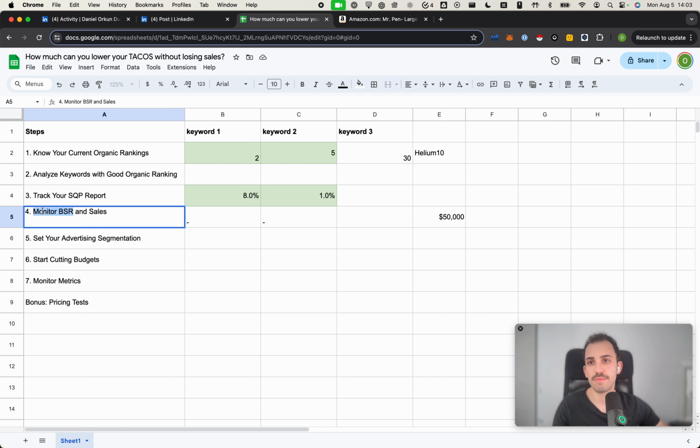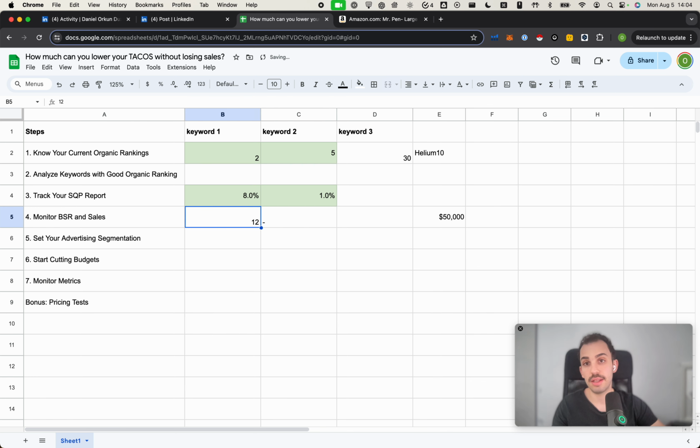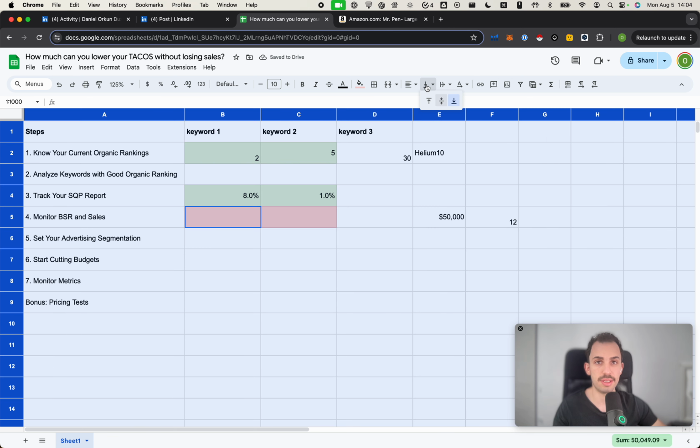And the other thing that you should be doing, you should also track your BSR. Let's say that your BSR is number 12 in the category. And again, this is not keyword level. This is also account level. So there is nothing that you can track on keyword level when it comes to these data points.